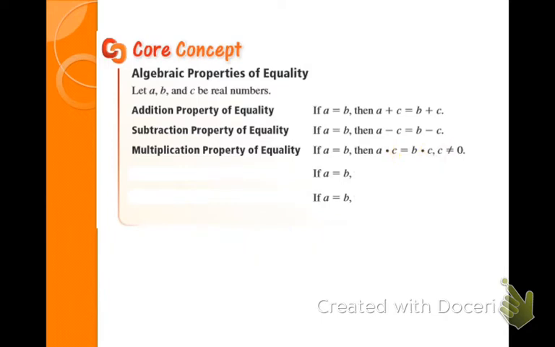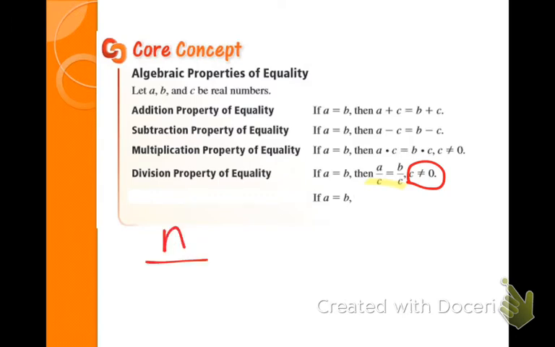Next one is the division property of equality. You can write div, division property of equality, when you divide the same number on both sides. It says C cannot equal 0. Again, you've kind of learned this, I feel. But if you haven't, you're going to take Algebra 2, or some of you are already in Algebra 2, which is wonderful. You're going to learn this.